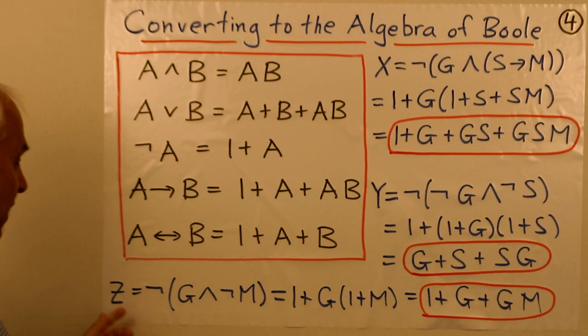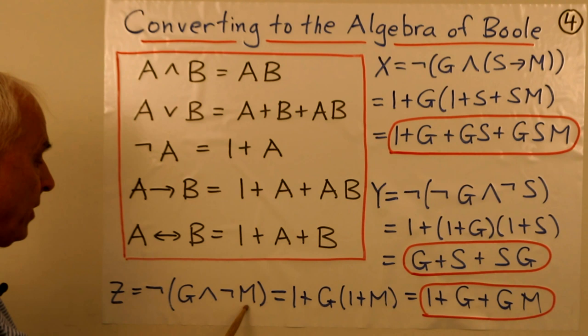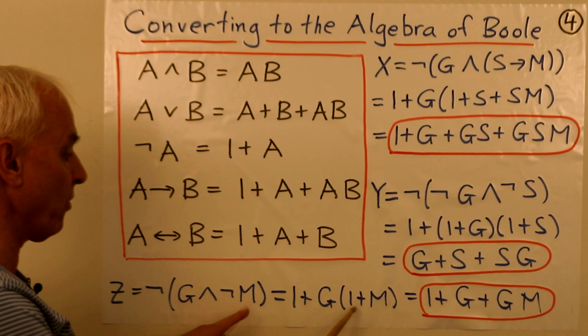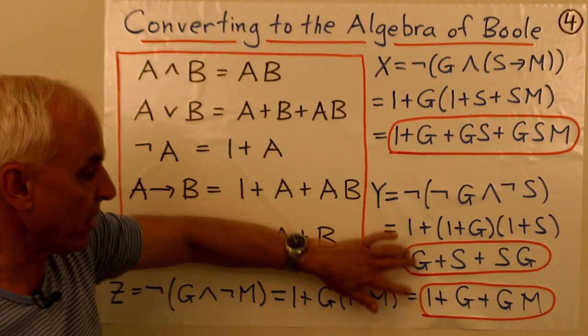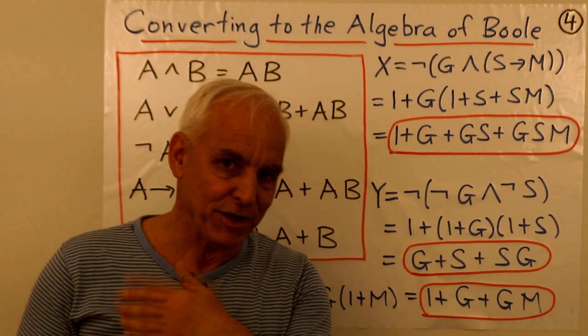And finally, Z, which is not G and not M. So the not is 1 plus. Here there's an and, so it's G times not M, which is 1 plus M. And that's 1 plus G plus GM. So here in red are the three premises now written in the algebra of Boole, so we can forget about the logic where it comes from. Now we just have algebraic expressions that we are going to work with.